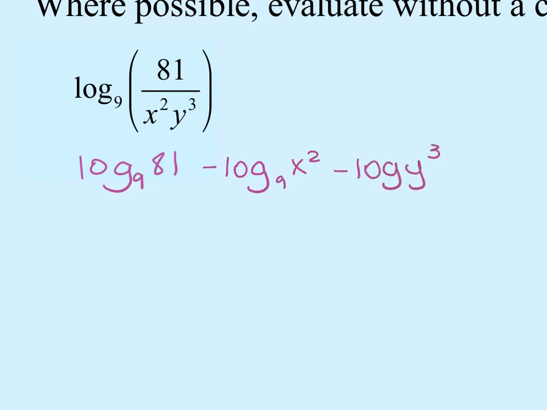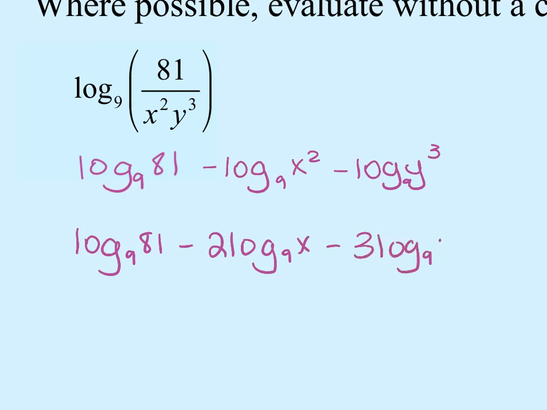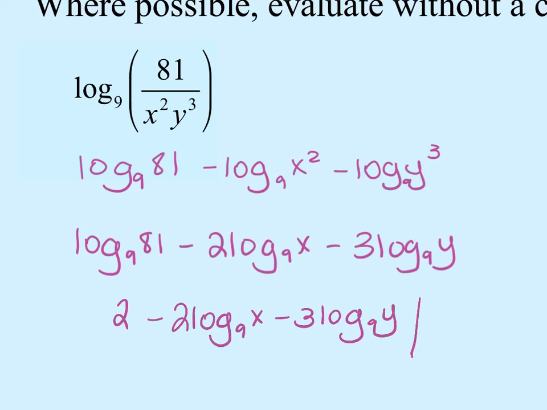Now we're expanding, which means anything that's got an exponent needs to get bumped to the front. Why did you not give the 9 to the y to the third? It should be there. There. So now it's log base 9 of 81 minus 2 log base 9 of x minus 3 log base 9 of y. Any of that get simplified? 9 to what power is 81? 2. So this is 2 minus 2 log base 9 of x minus 3 log base 9 of y.